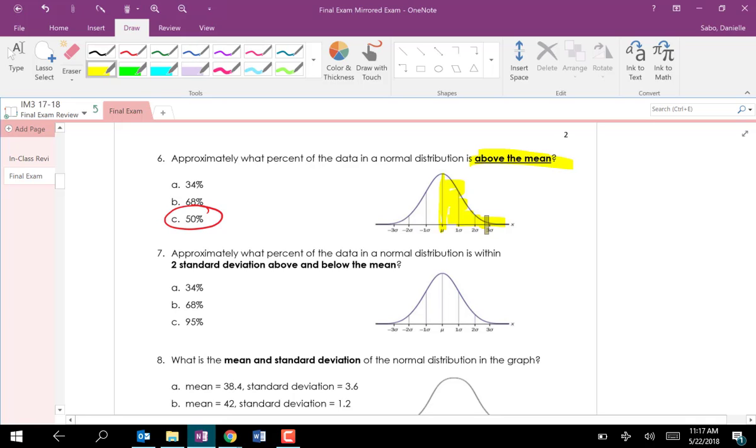7, approximately what percent of the data is within 2 deviations above and below? So I'm going to take my highlighter and go 2 above and 2 below. That's my tick marks in yellow. Well, between means I shade in between them. And when you add all those pieces together, you get 95. Are you getting these right so far?